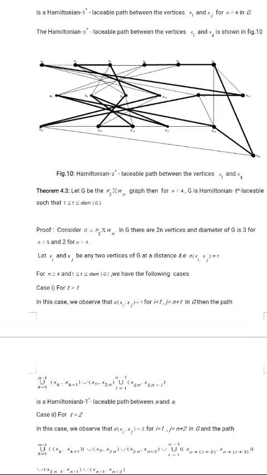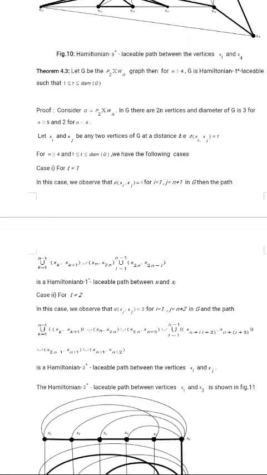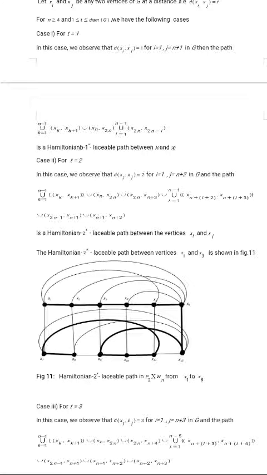So let us take arbitrary vertices xi and xj in the graph G such that their distance is equal to t. For t is equal to 1, what is the Hamiltonian path? This is the Hamiltonian path we get, and it is a Hamiltonian 1 star laceable path between xi and xj. For t is equal to 2, diameter equal to 2, then what will be the Hamiltonian path? You can see this is the Hamiltonian path, and this is the Hamiltonian 2 star laceable path between the vertices xi and xj.